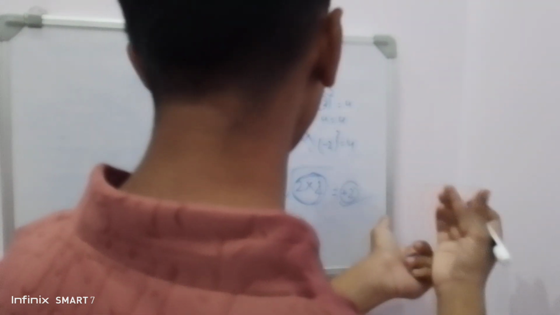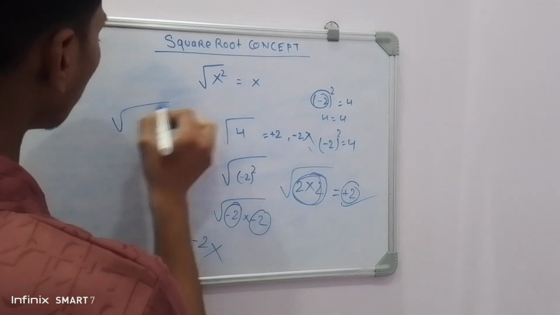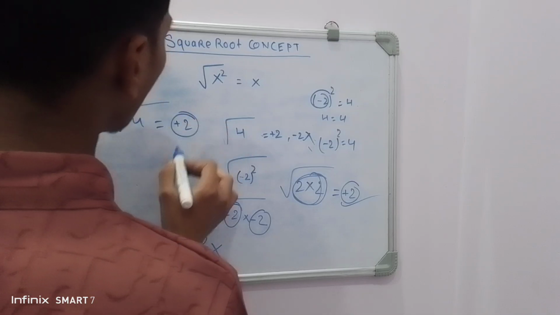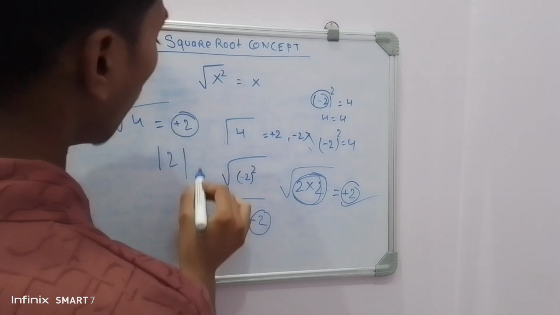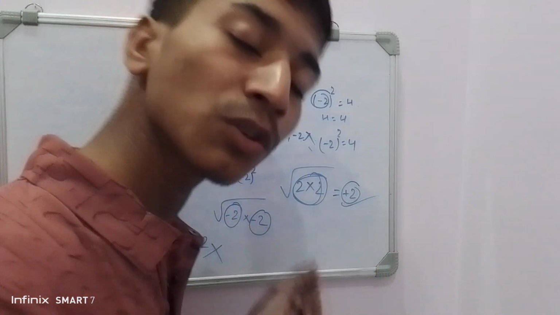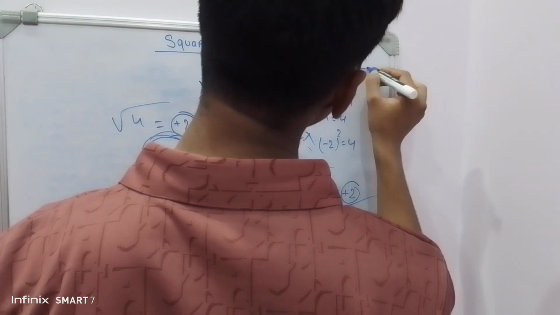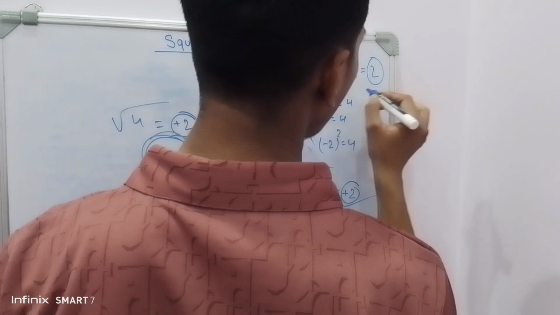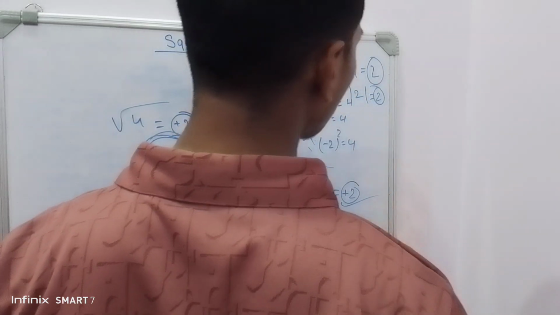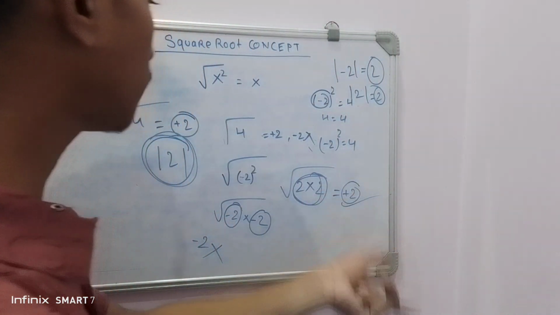But for this you have to understand another concept: the square root of 4 is not only the plus 2, but it is the mod of 2, and mod is another function that provides only the positive value. Let's suppose in a mod you keep minus 2, then you will get plus 2, and if you keep plus 2 in the mod, you will also get plus 2. This is what the function of mod does, and you have to understand it.